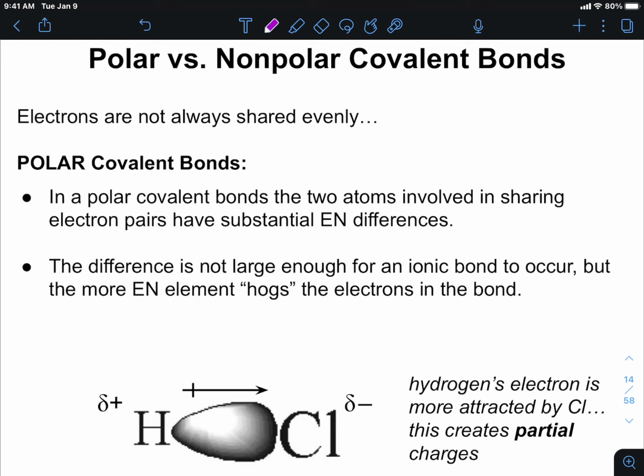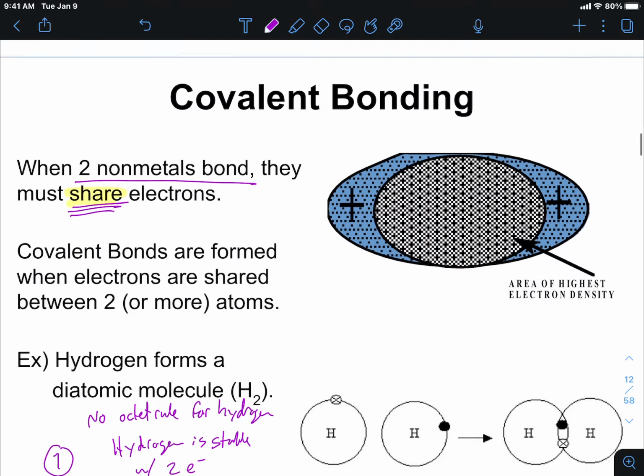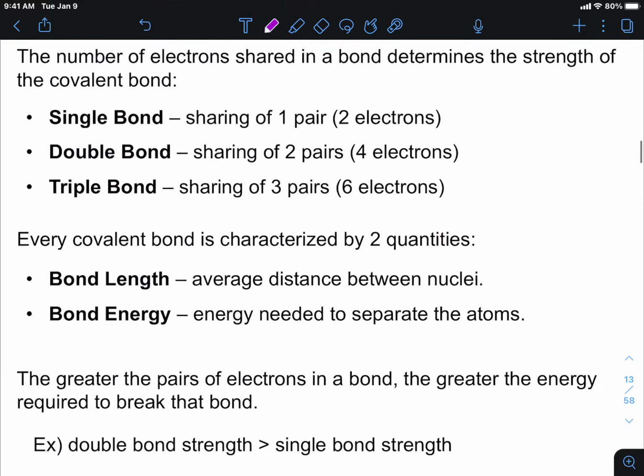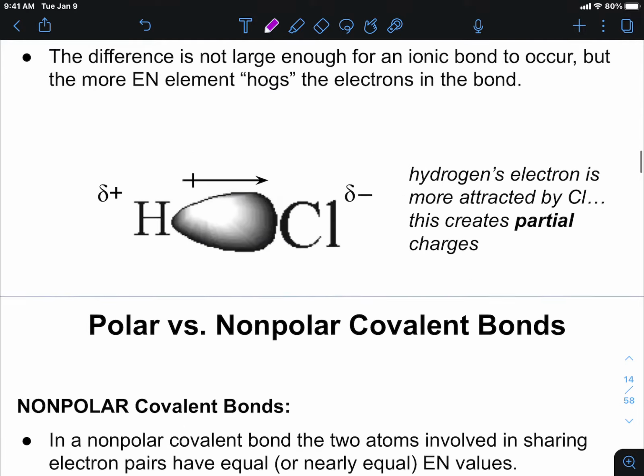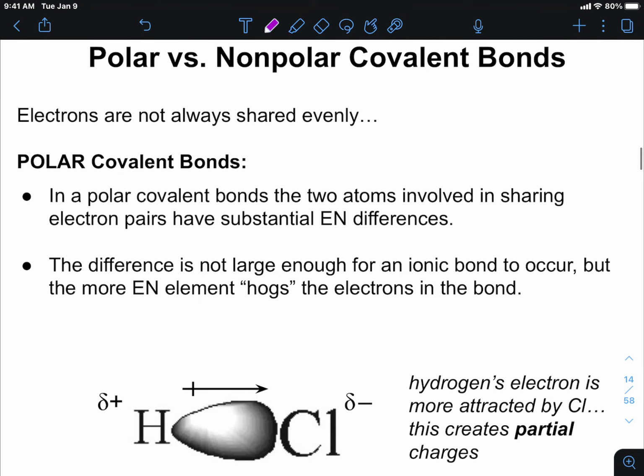Okay, so the third type is what we call, wait, you know what, back up, sorry. Did I talk about nonpolar covalent yet? Oh, no, there it is. Okay, so here. When electrons are not shared evenly, when your difference in electronegativity is between 0 and 1.7, this is what we call a polar covalent bond.